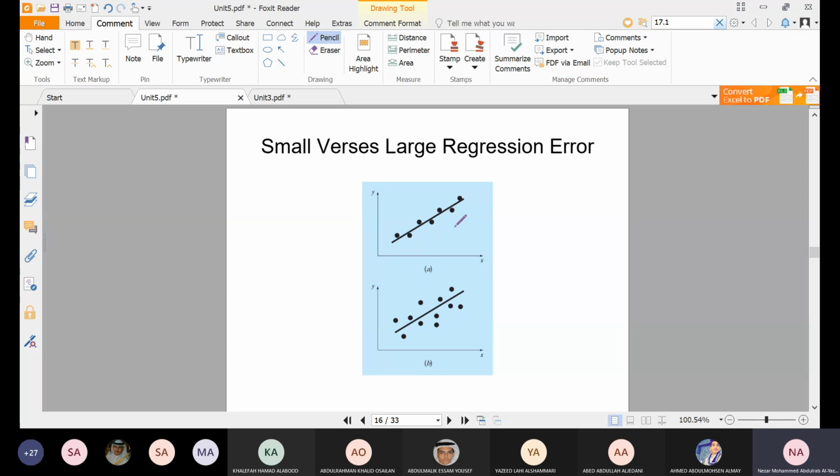Yes, this is just a graph that represents small versus large regression errors. Here, for example, we have small errors between the data and the line that represents the best fit, and here we have large errors. So we need to study how good this fit is, or the goodness of our fit.